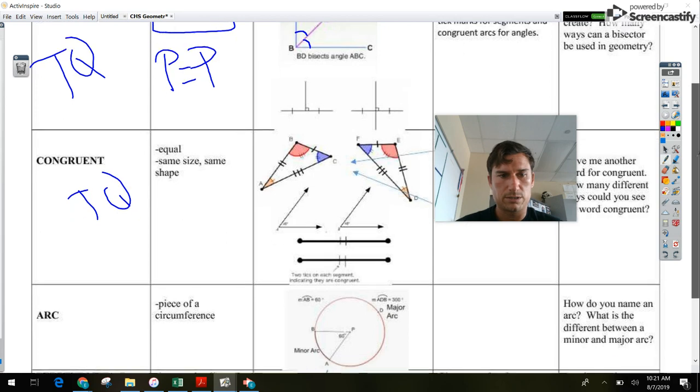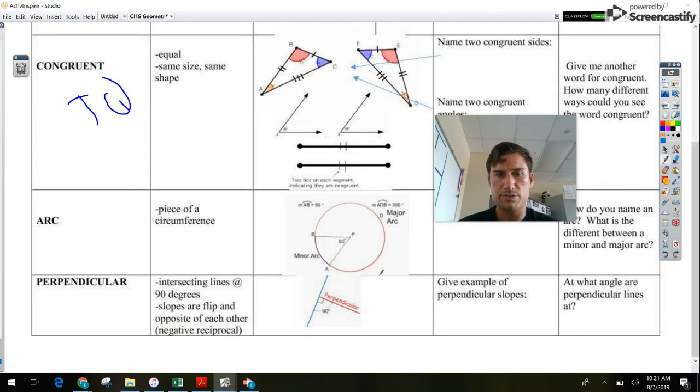All right, arc: you can just think of it as a piece of the circumference. So you have the circumference all the way around, and an arc is just a piece of it. So there's a minor arc and a major arc. We'll talk about that more when we get to the circles unit, but it's good just to know what an arc is. Perpendicular, really important here. We're going to see it pretty soon.